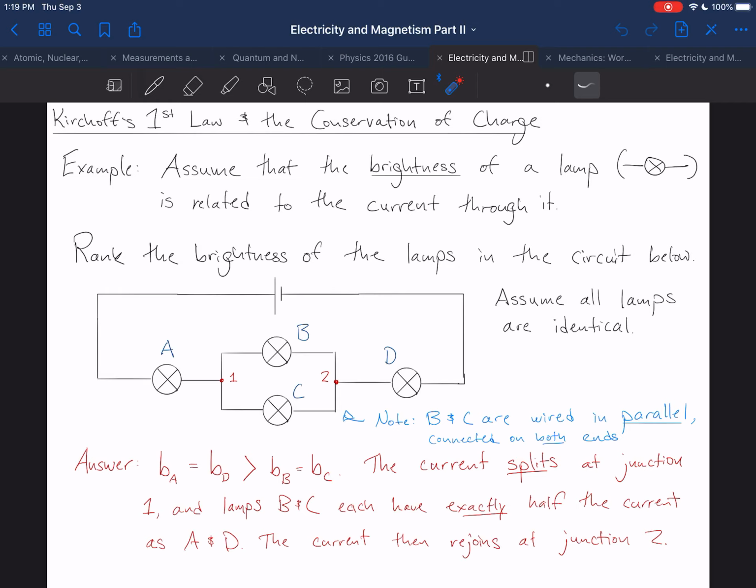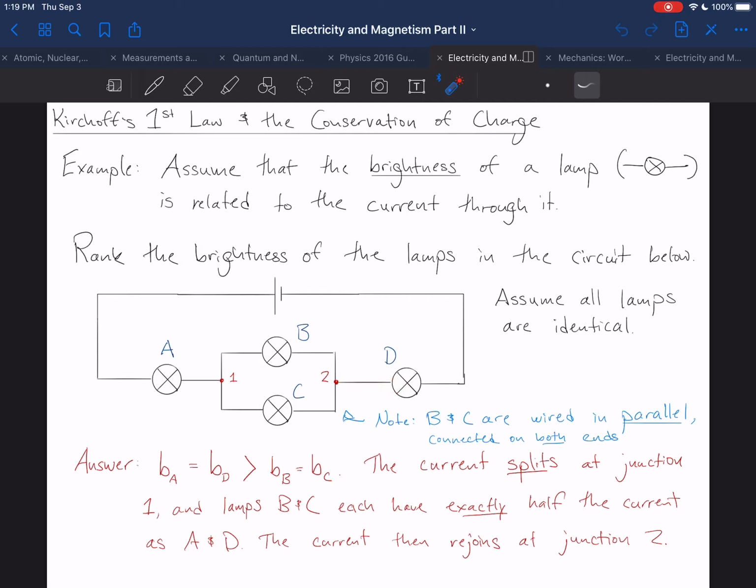Well, what about bulb D? Is it less bright than that? Is it more bright? Well, now we can think about this. Consider junction 2. How does the current through C compare to the current through B and the current through D? Well, Kirchhoff's first law says the sum of the currents in is equal to the sum of the currents out. And so the current through B and the current through C must add together to equal the current through D.